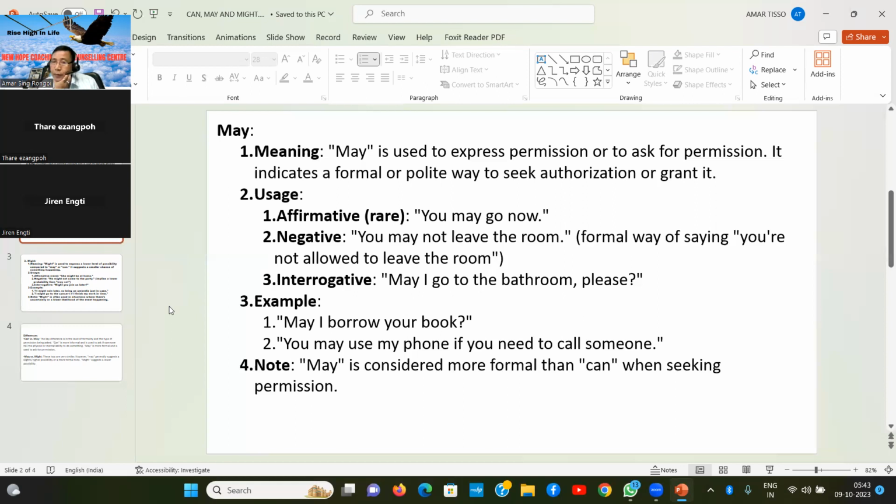You can use it with your student or for your students. While is a preposition; I may use it while speaking to my students. When I'm speaking to my student, I can use it when I speak to my student. For: use it for my students. May is considered more formal than can when seeking permission.